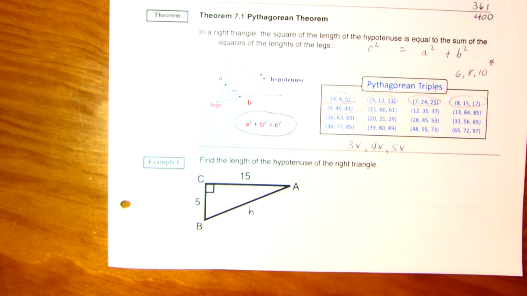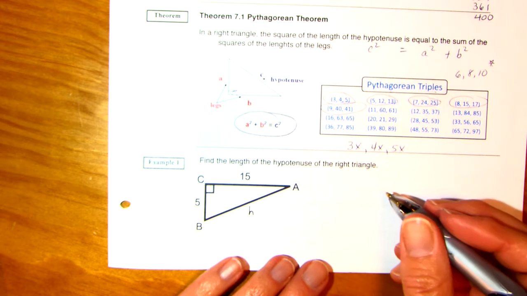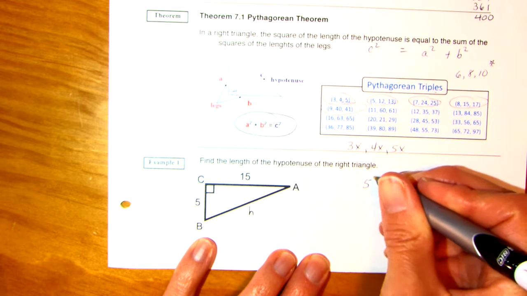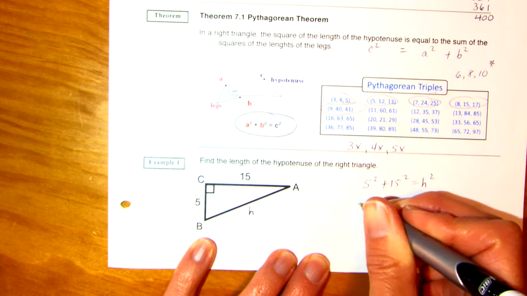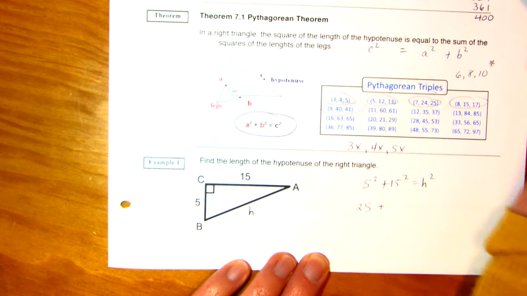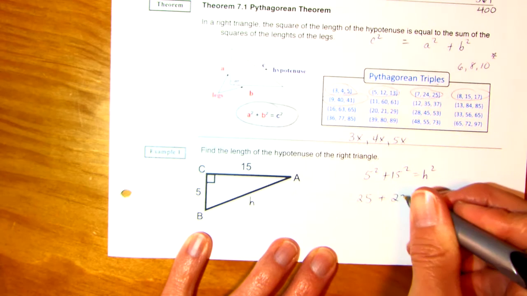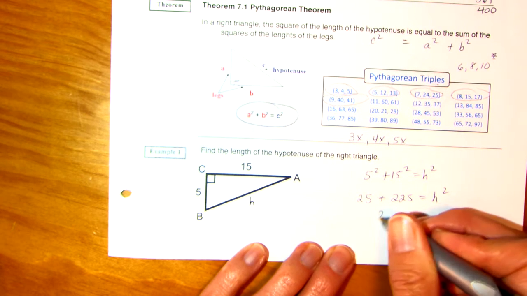Find the length of the hypotenuse of the right triangle. Okay, good. We're still recording. So these are both my legs. 5 squared plus 15 squared is equal to h squared. So 25 plus 15 squared is 225. That's up here. Is equal to h squared. So I get 250.